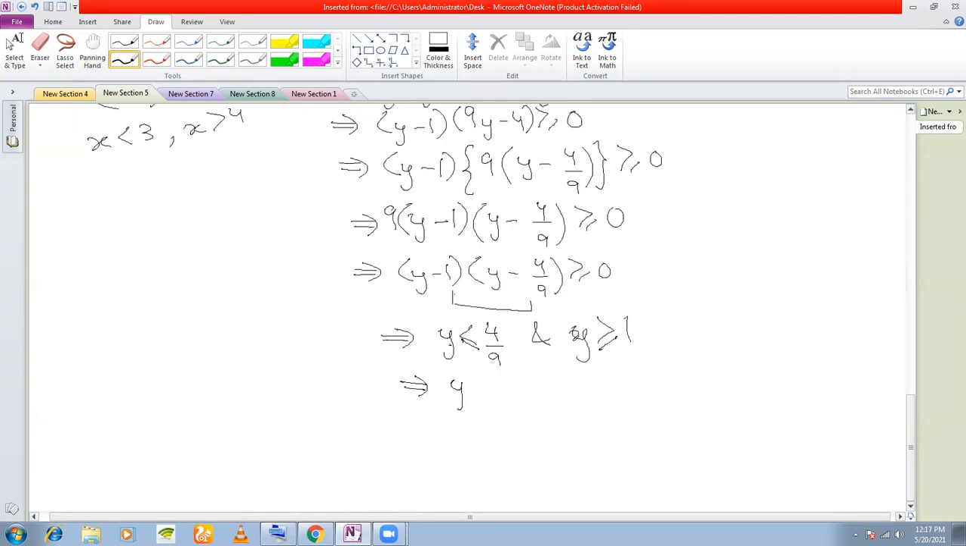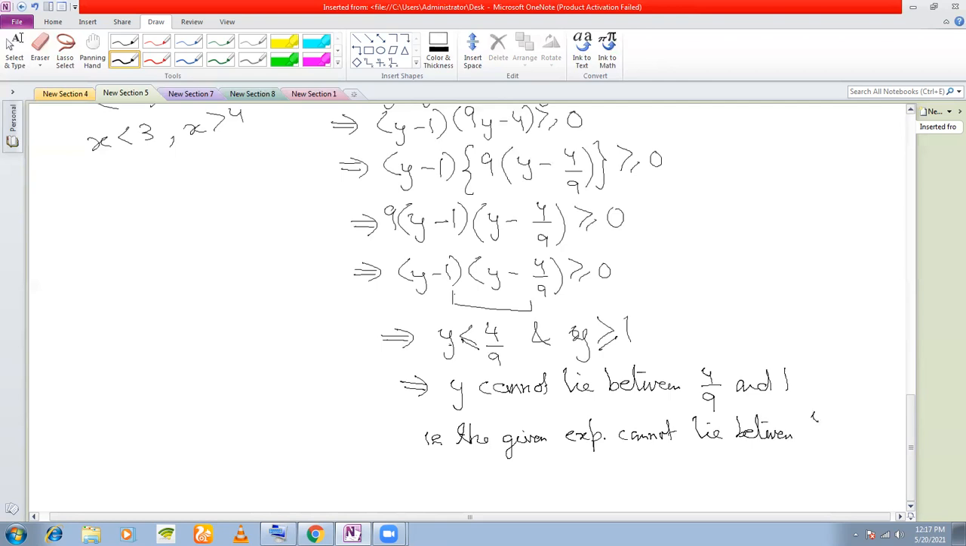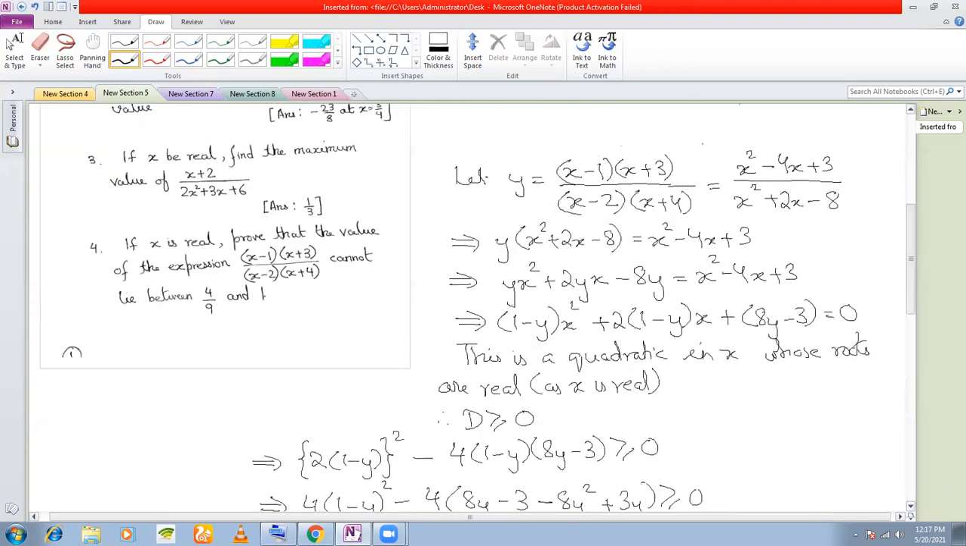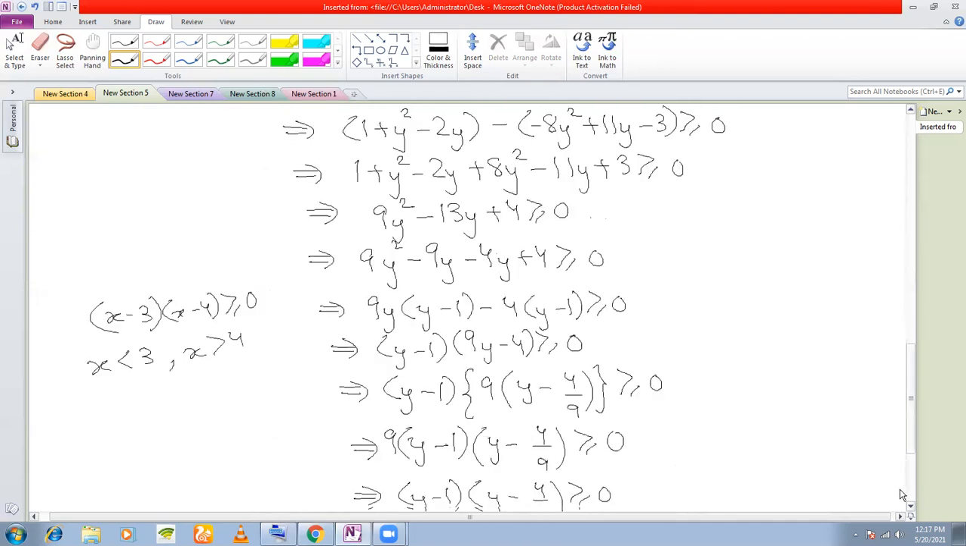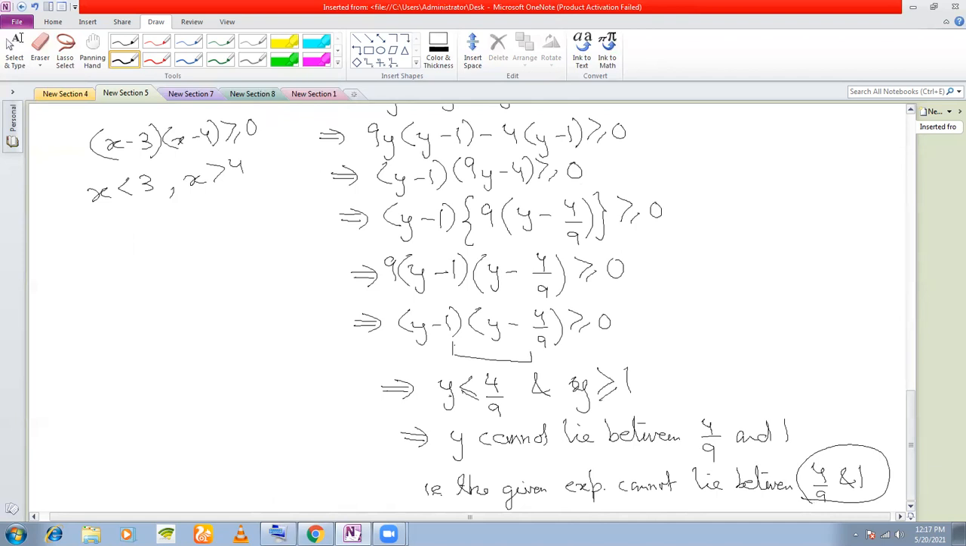then what can I say? Y cannot lie between 4 by 9 and 1. That is the given expression cannot lie between 4 by 9 and 1. That is what you're required to show here. That is, it cannot lie between 4 by 9 and 1. And that is what we have shown here. Okay, so I'll stop here.